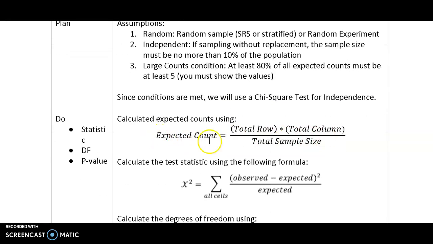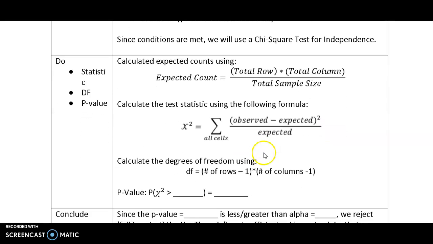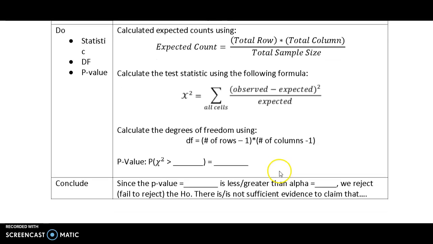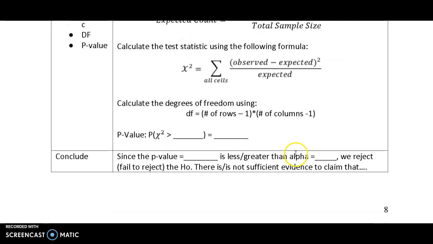And in our expected calculation here, again, row total times column total divided by the sample size. Here is our test statistic, degrees of freedom found the same way, and then our p-value will be found using the chi-square CDF function. And in the next video, I'll show you all the calculator commands.